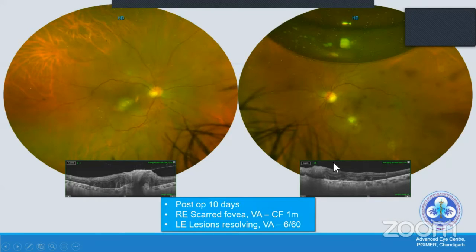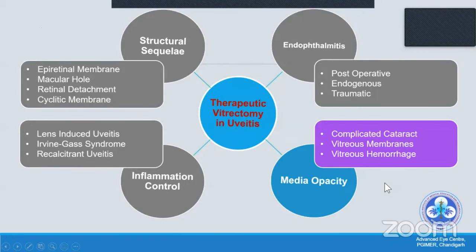This is a scan passing vertically here, and somewhere around is the fovea, and we do not see any semblance of any traction for now, but we'll need a longer follow-up. The right eye had already scarred right at the fovea, so nothing extra could be done here.